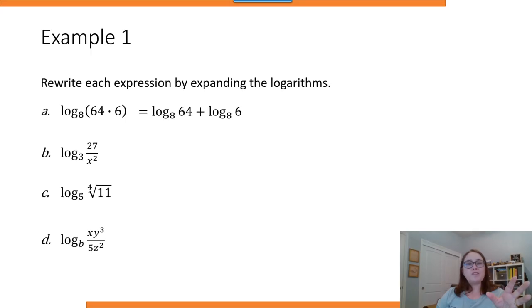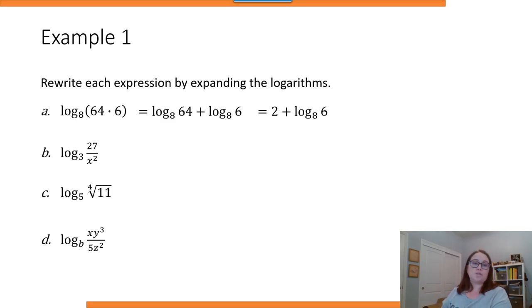The only way I could simplify this further is if either one of these logs happen to evaluate to a nice number, which it turns out that since 8 squared is 64, log base 8 of 64 is 2. So I can simplify that first log to just 2, to give me 2 plus the log base 8 of 6. All right, next one, I've got log base 3 of 27 over x squared.